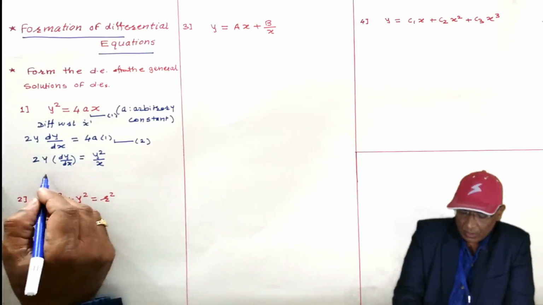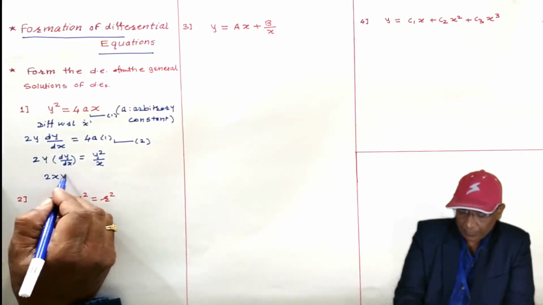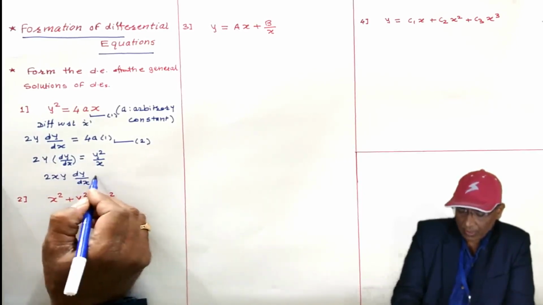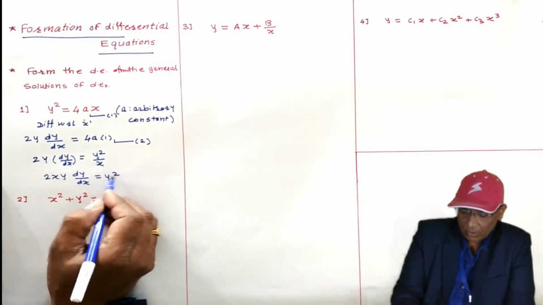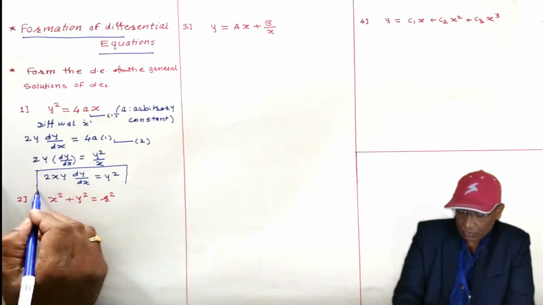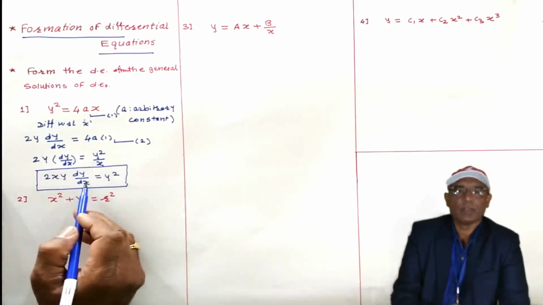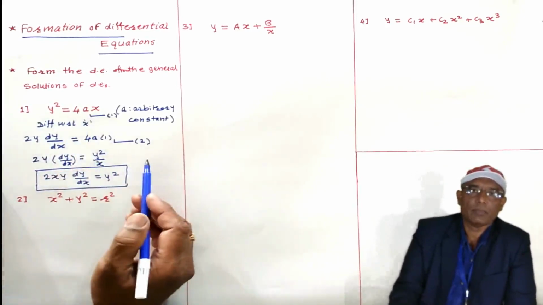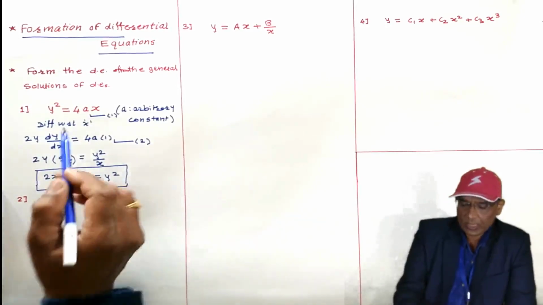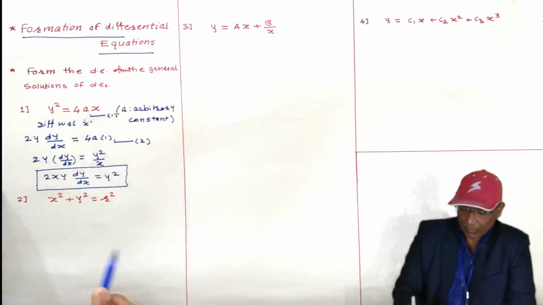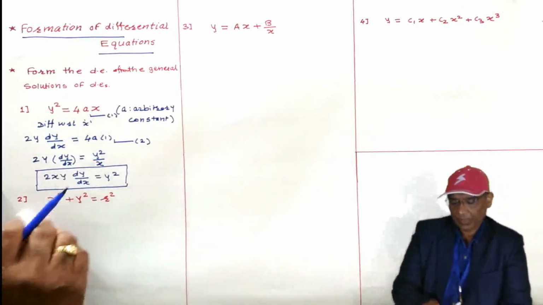You can shift this x to the left hand side: 2xy dy by dx is equal to y square. Or the y square you can shift to the left hand side also. So this is the differential equation. Remove a and get the differential equation. Only a single arbitrary constant is present, a single derivative is required to be taken. A very simple problem. Next one.